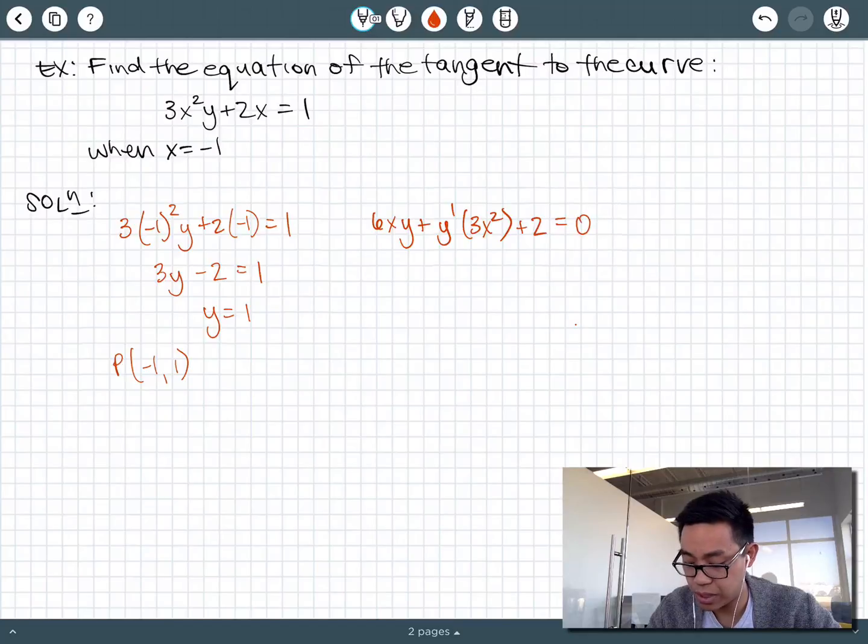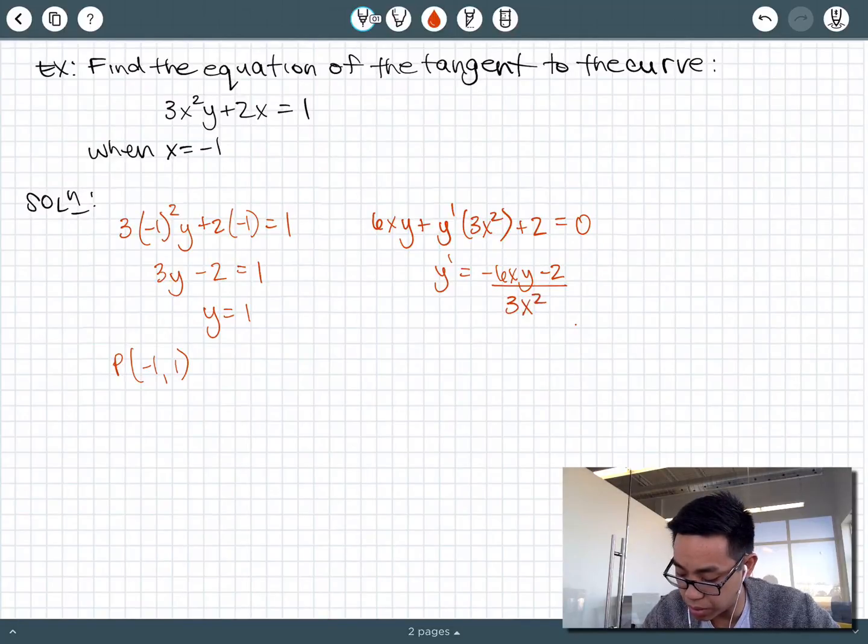It's 0. Now I can get y prime alone by moving every term that doesn't have a y prime to the other side. So I'll get -6xy and minus 2, and then I'll have to divide by the 3x squared. So I get 3x squared on the bottom. So now that's my y prime.